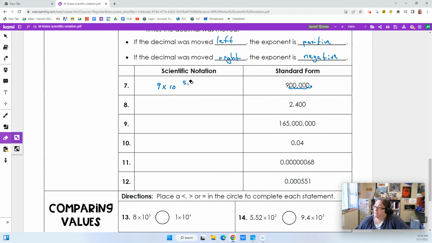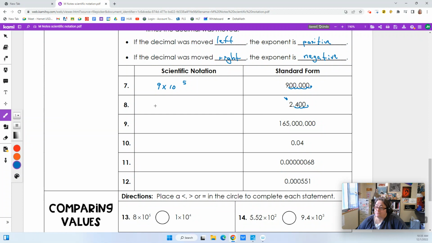I just count, right? Let's look at this one. Well, you'll see. So here I don't have a decimal in 2400, right? This one does not have a decimal in it, which means the decimal is going to start right here. And I'm going to move it 1, 2, 3 spaces, right?